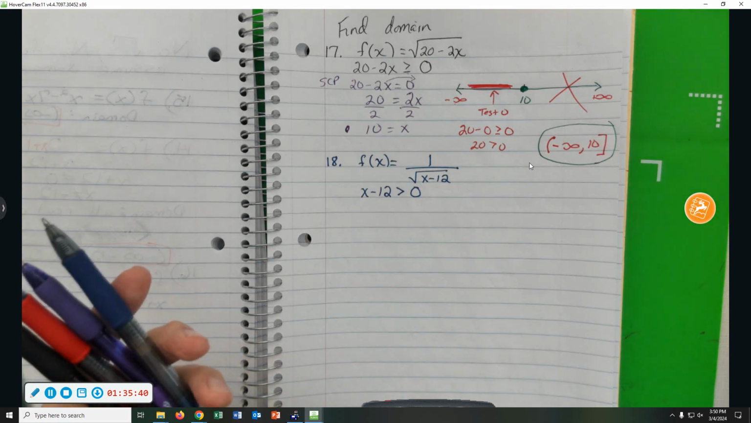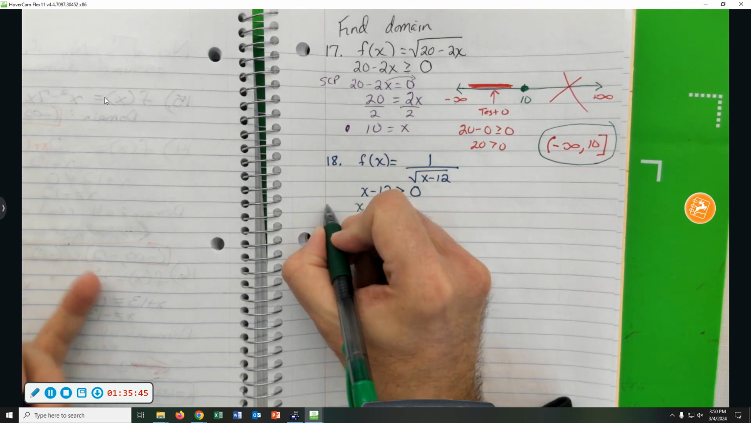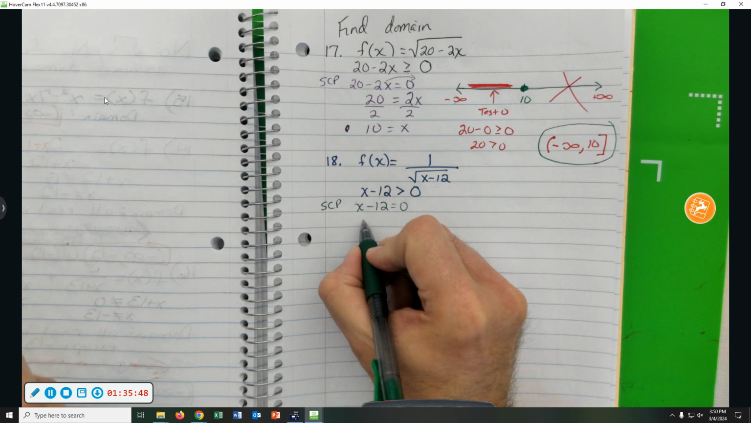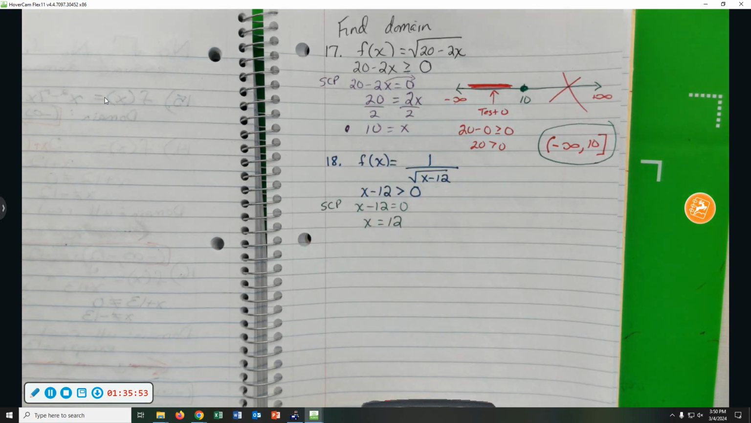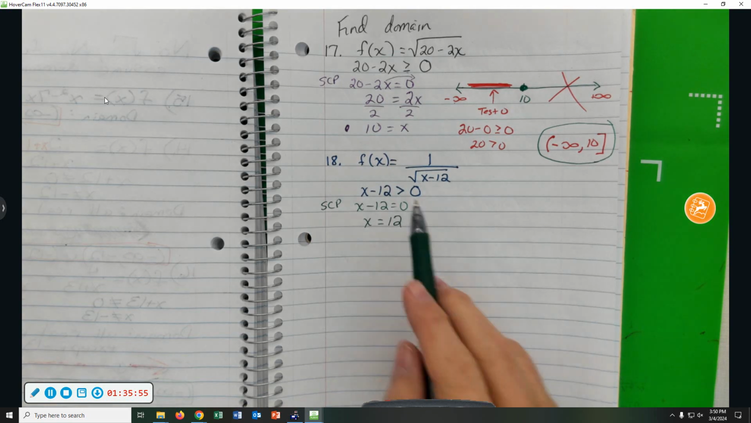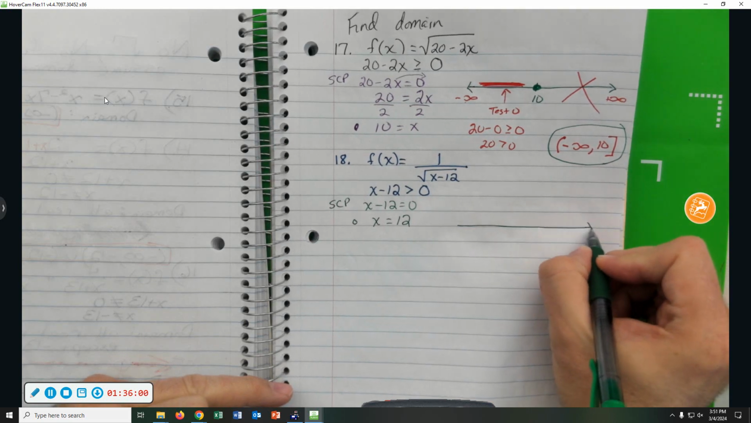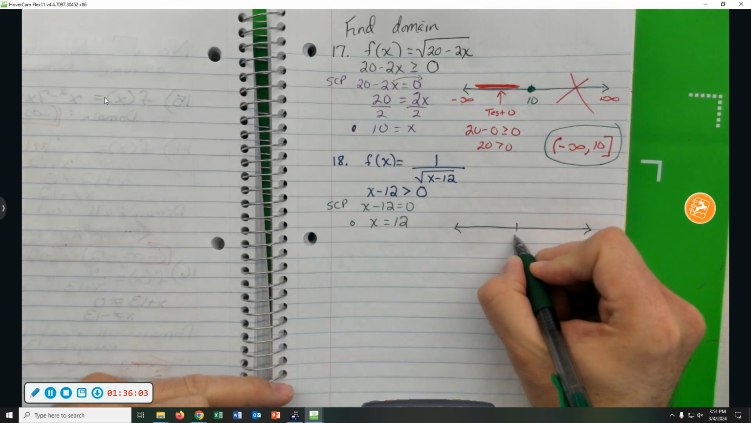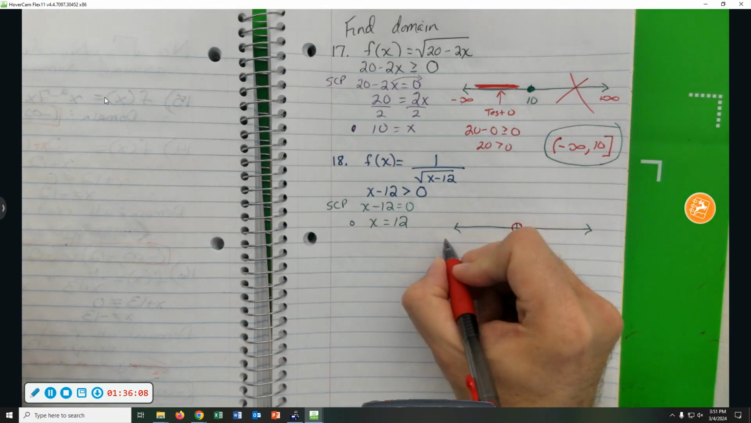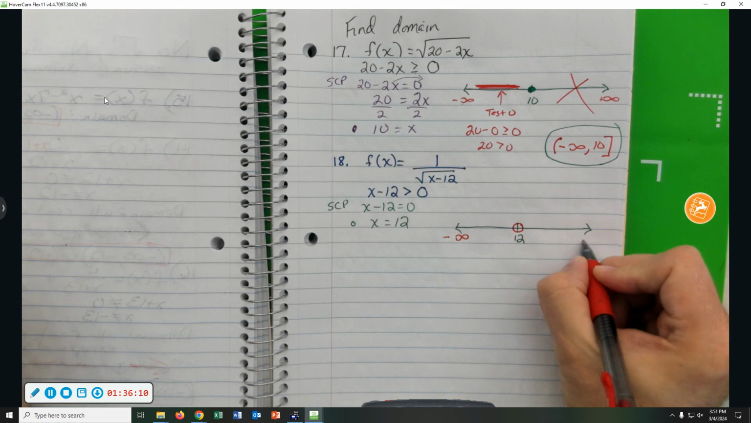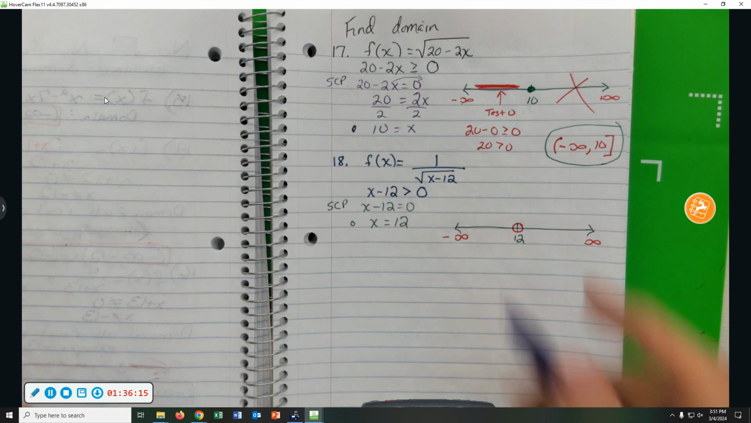So let's see. I'll start off with just x minus 12 equals 0, those SCPs. So x equals 12. Open or closed circle? Open. Draw a number line. Label 12 with an open circle. You could probably do the checking in your head. But I think you should show it.